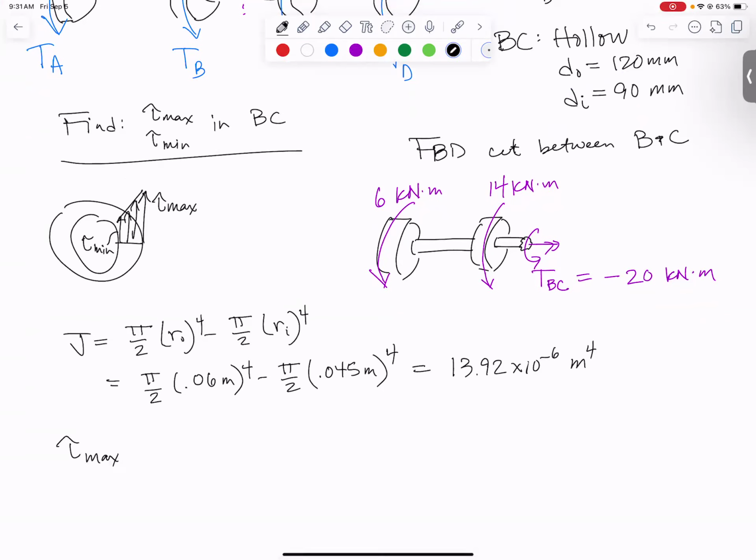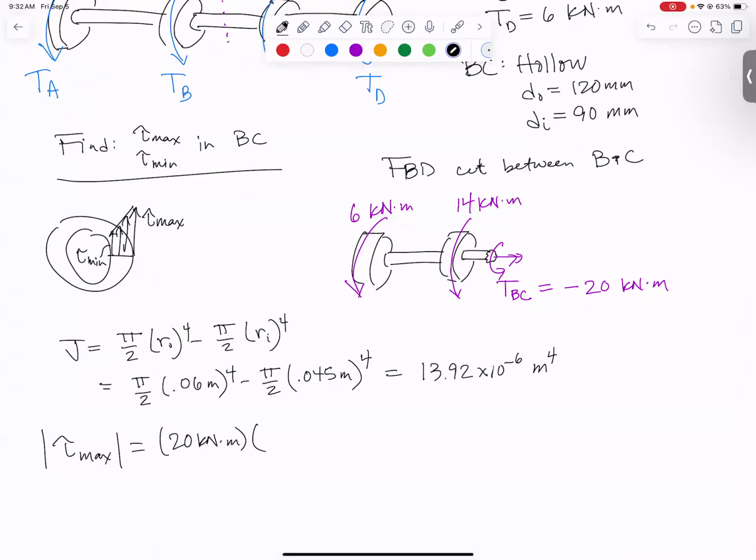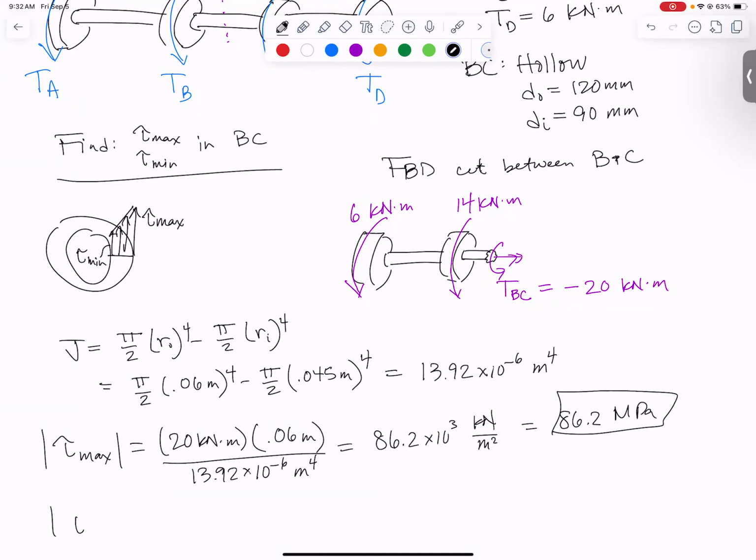Tau max, at least the absolute value of it, is going to be 20 kilonewton meters. That's the torque, times the outer radius location, 0.06 meters, all over J, 13.92 times 10 to the minus 6 meters to the fourth. Multiplying that out, I get 86.2 times 10 to the third kilonewtons per square meter, which is 86.2 megapascals. That's how big the max shear stress will be, and the min shear stress.